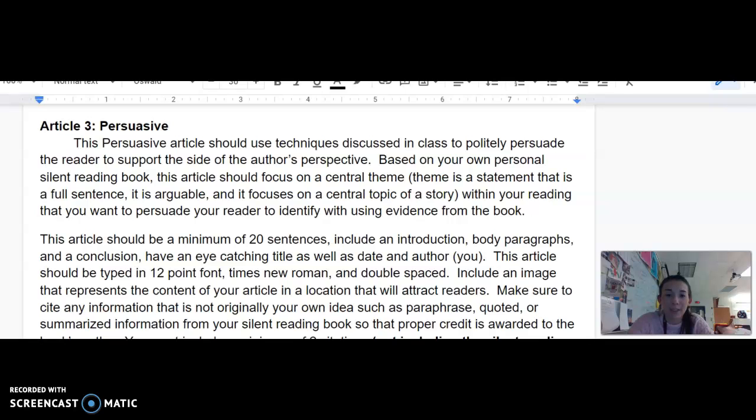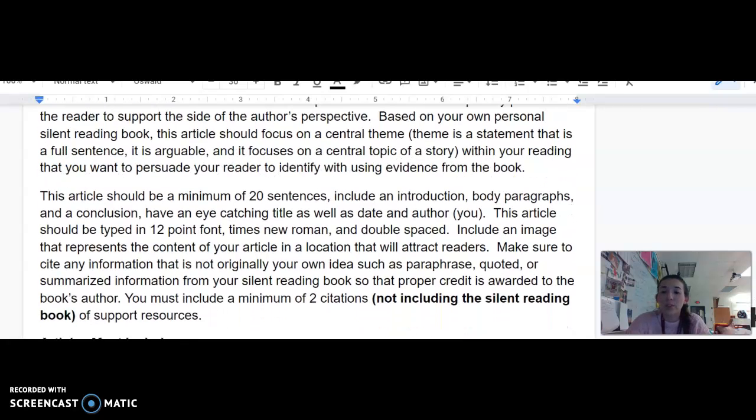This article should be typed in 12-point font, Times New Roman, and double-spaced. Include an image that represents the content of your article in a location that attracts the reader's eye. Make sure to cite any information that is not originally your own idea, such as paraphrased, quoted, or summarized information from your silent reading book, so the proper credit is awarded to the author. That would go the same for your research that you would need to do for your persuasive.